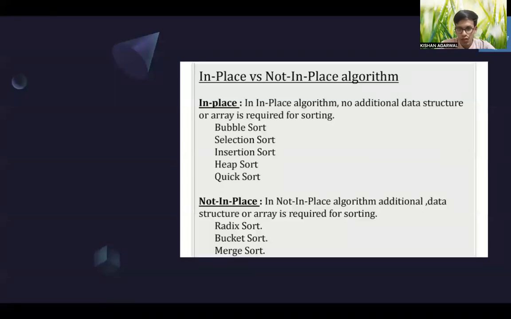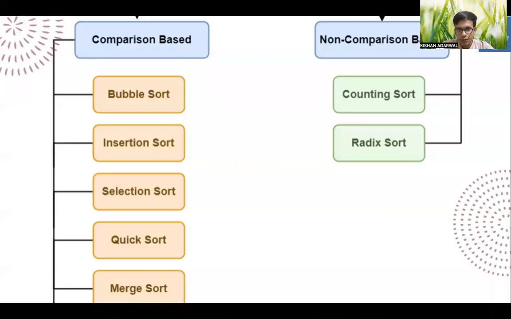In place. What is in place? In-place sorting algorithms require no additional data structure or auxiliary space for the sorting. Examples of in-place sorting algorithms are bubble sort, selection sort, insertion sort, heap sort, and quick sort. Not-in-place algorithms are those which require additional data, that is, auxiliary space is required to sort. The best examples are merge sort, bucket sort, and radix sort.